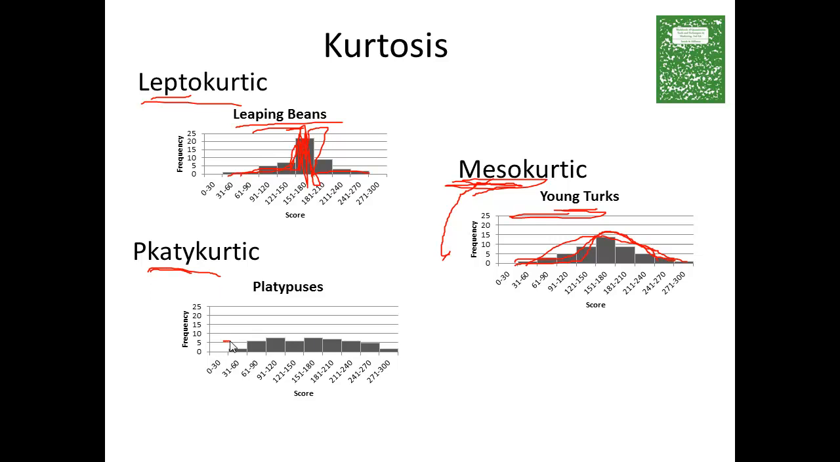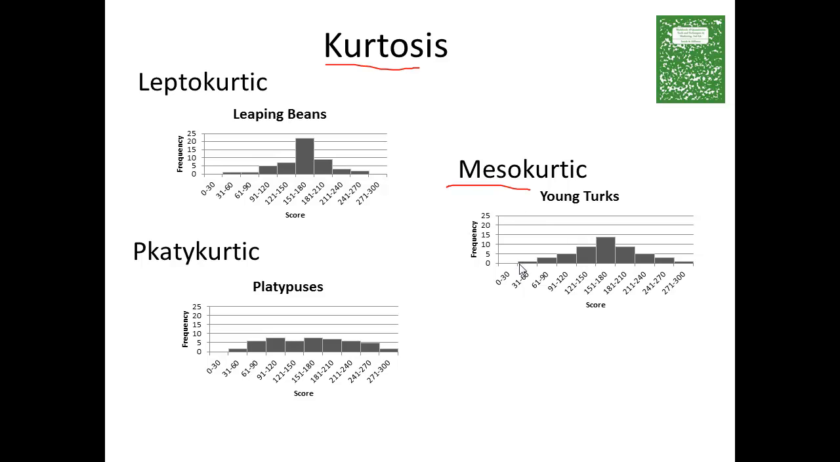Platykurtic, in contrast, is flat. So here's the platypus's bowling score. It is basically flat all over the place. It really isn't fair to say the average score is 150 to 180 because the scores went all over the place. While this may be the numerical average, that doesn't really tell you a lot about the distribution of the data. So we have three different ways of looking at this data in terms of kurtosis.